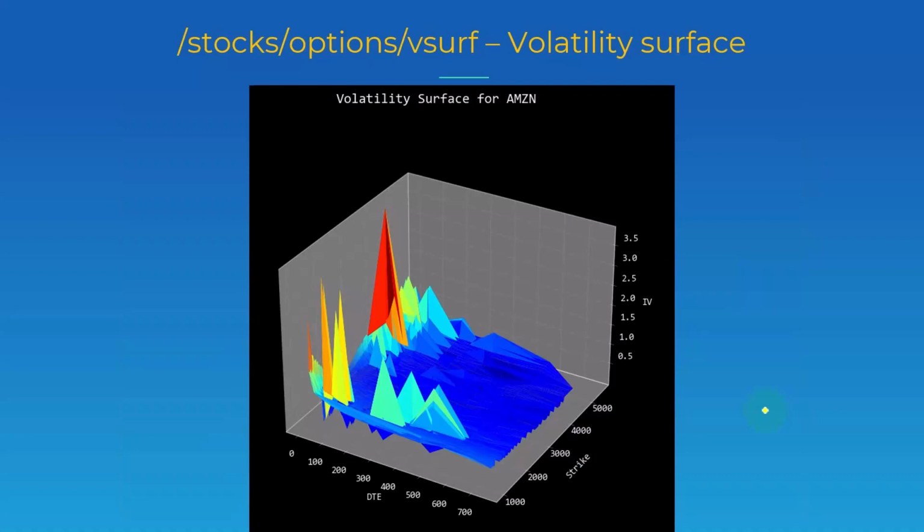Here's a fancy one, right? This is the vol surface. So you can see this axis over here is the strike. This axis over here is the days to expiration. And then this axis over here is the implied volatility, right? So by looking at this, you can tell this is what people call the vol surface of the entire thing.